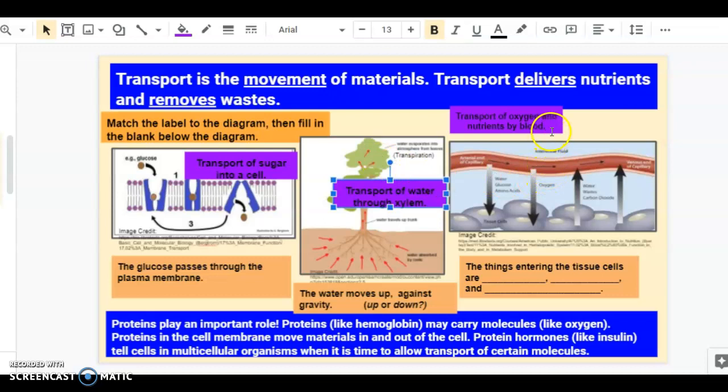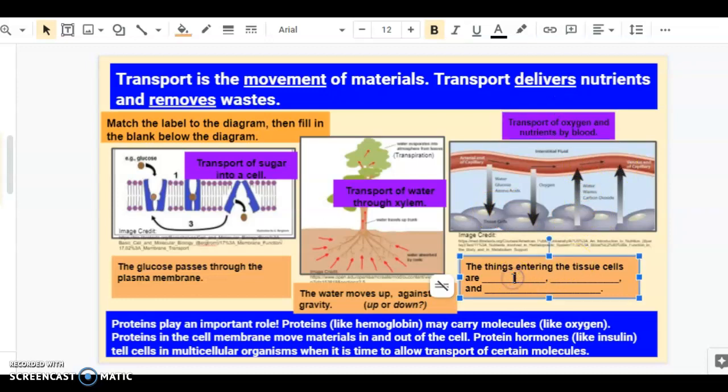Finally, we have the transport of oxygen and nutrients by blood, which happens in animals. Here we have a vessel with blood in it, and we see from the vessel we've got water and glucose and amino acids leaving the blood and entering the surrounding cells, along with oxygen, which was transported by the hemoglobin in the red blood cells. And the cells are releasing their waste products into the blood supply to be carried away.